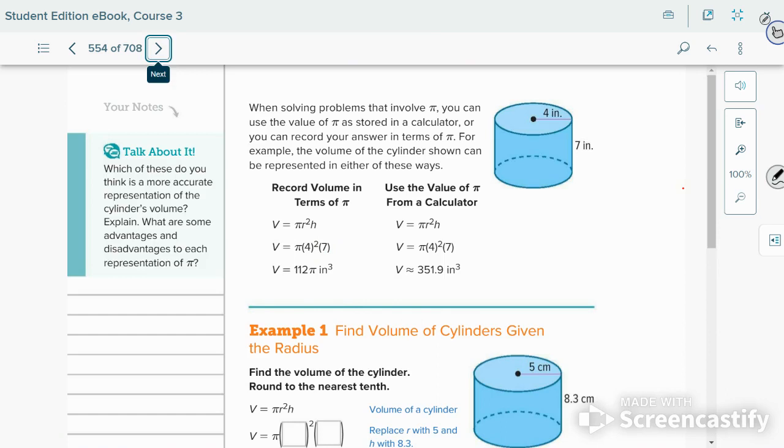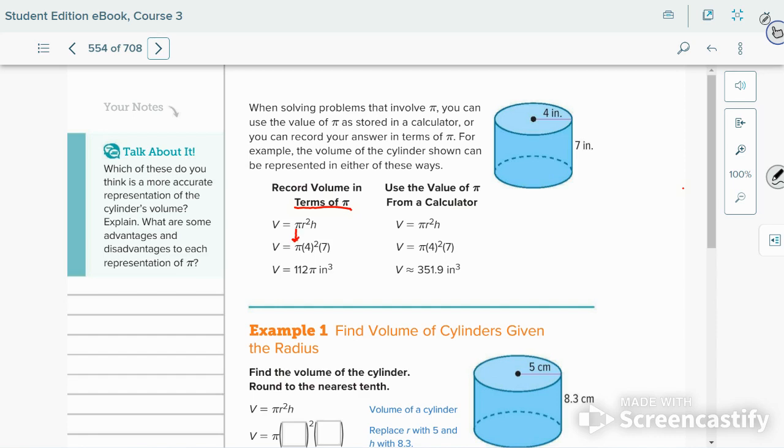Read it. When solving problems that involve pi, you can use the value of pi as stored in a calculator, or you can record your answer in terms of pi. For example, the volume of the cylinder shown, this one over here to the right, the blue one, can be represented in either of these ways. So we can record volume in terms of pi. That means we don't remove the pi and put in an approximation like 3.14. We just leave it in there.